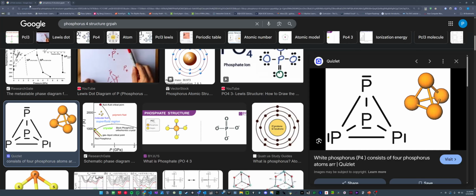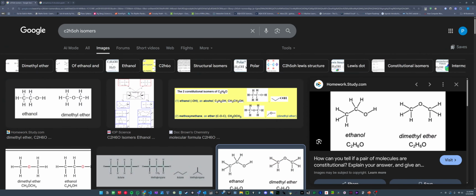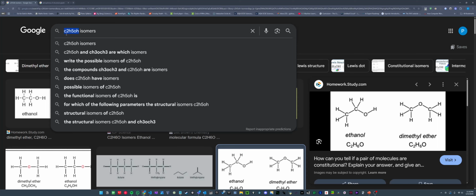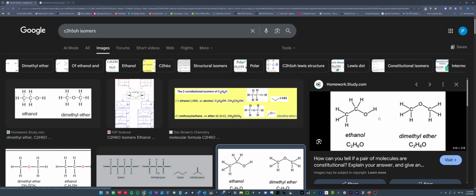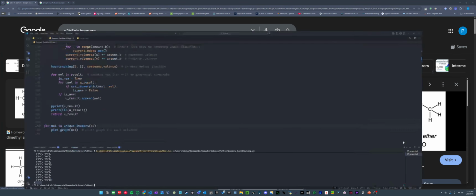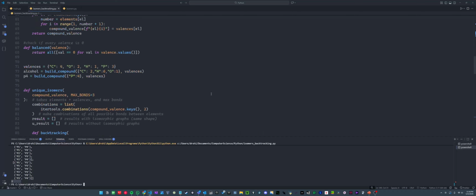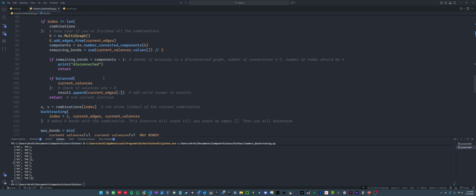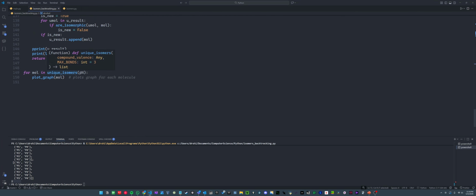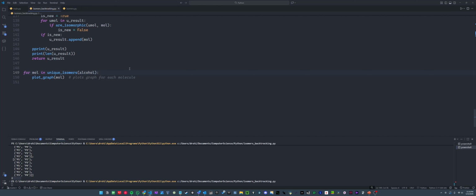So now I'll try another molecule, which is alcohol. So it's C2H5OH, and the isomers of that is this. So there's 2 carbons, 6 hydrogens, and 1 oxygen, and I've defined that here and I set it to alcohol. So if I plug this into my algorithm, it should give me my 2 graphs.